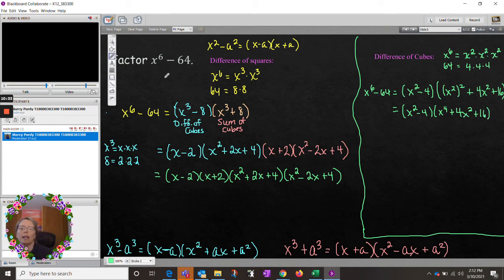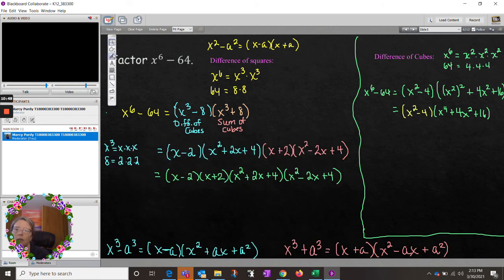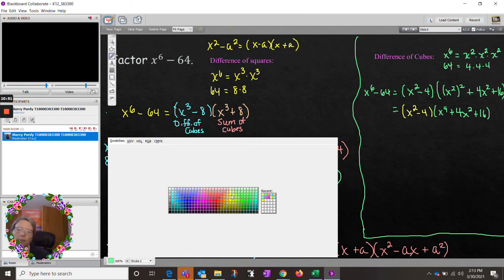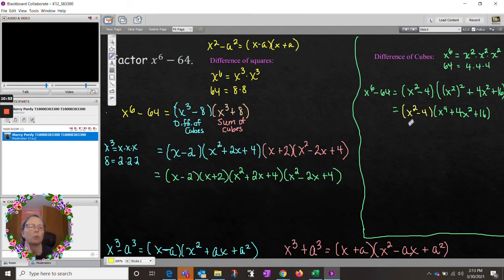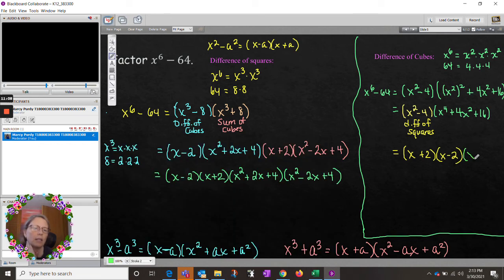Now, when you look at that and you compare our answers, notice they're not the same, right? So why not? Well, this x squared minus 4 can be factored further as a difference of squares. I'm going to change that color so it's different than the other part so you can see how we factor it. So it factors as a difference of squares, and it factors into x plus 2 times x minus 2. And then we have that x to the 4th plus 4x squared plus 16.